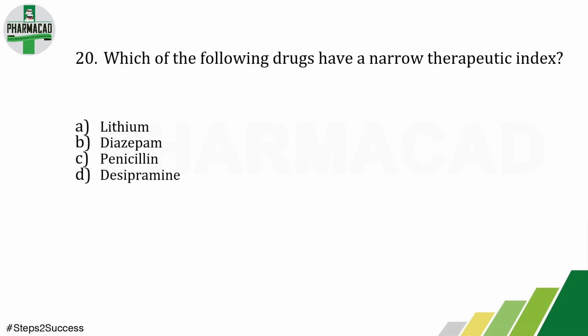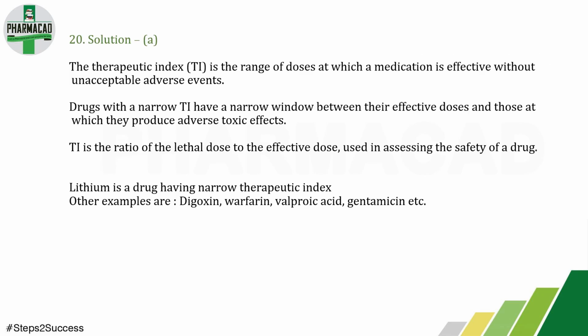Next, which of the following drugs have a narrow therapeutic index? The options include lithium, diazepam, penicillin, and diazepam. So, the solution for a narrow therapeutic index is lithium. The correct option is option A.